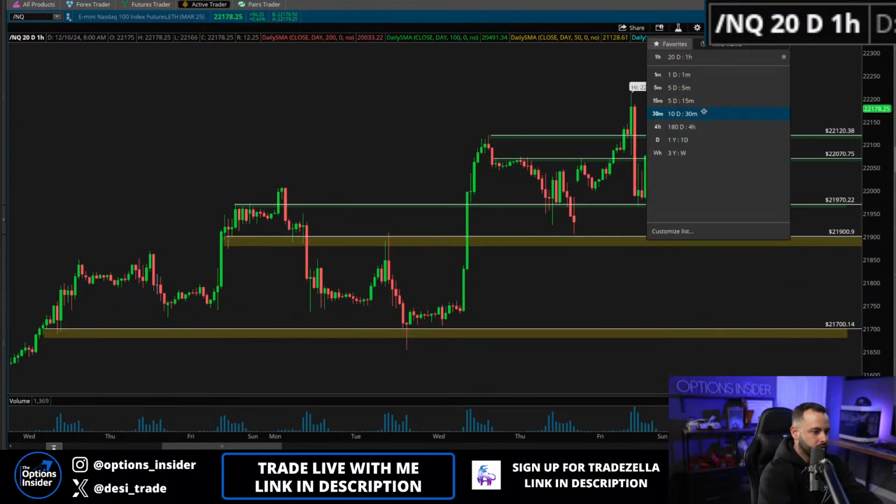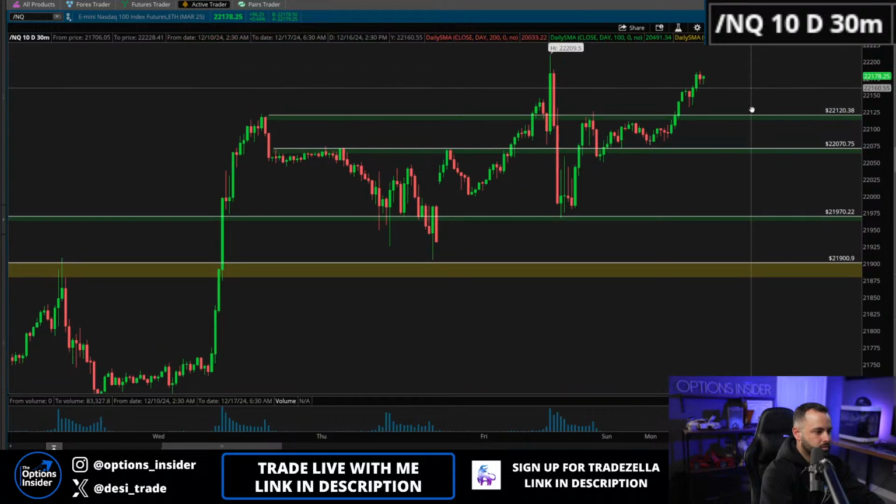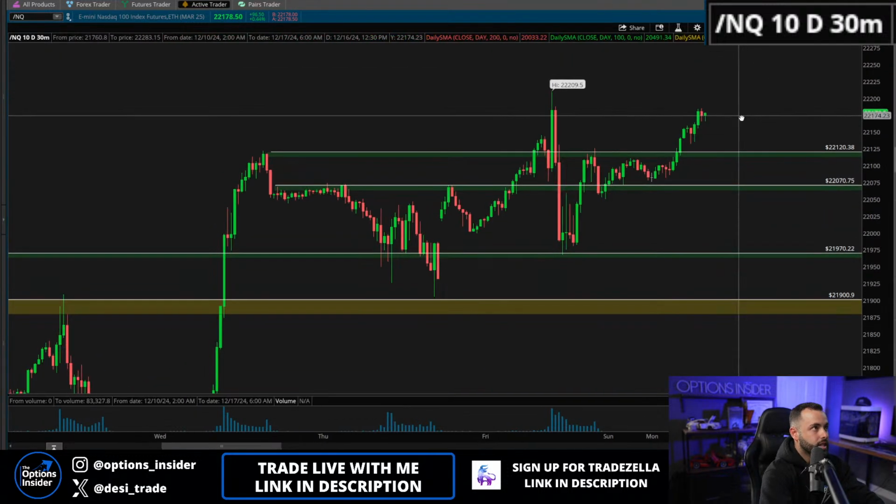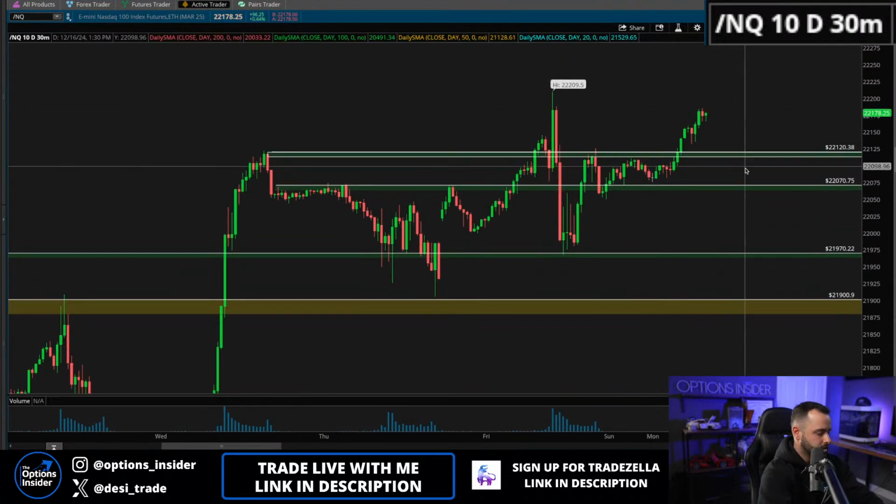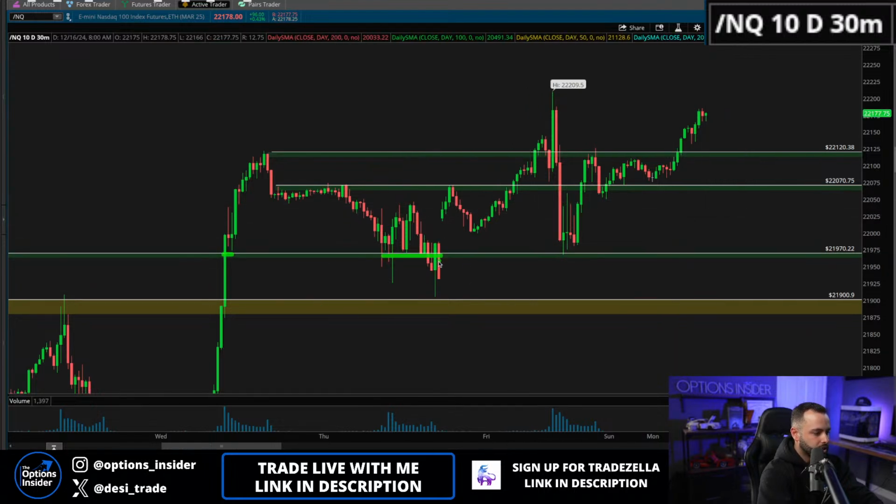Now, if we zoom in a little bit onto the 30-minute time frame, we can take a look at some of the shorter-term levels. These shorter-term levels are pretty clear as well. We have this low here from Wednesday, these lows from Thursday, and this exact low from Friday. It is beautiful here.